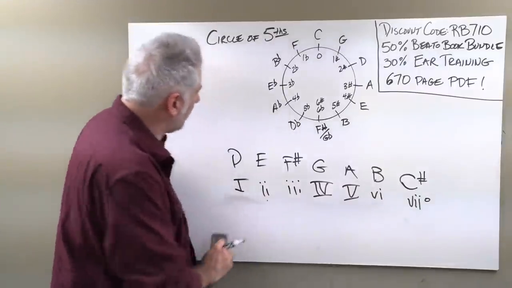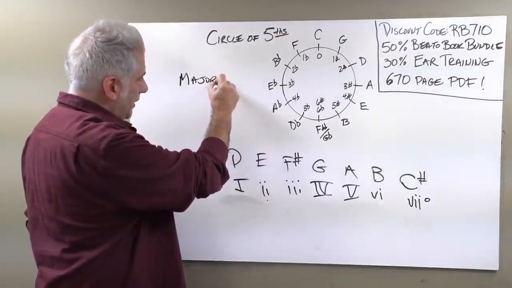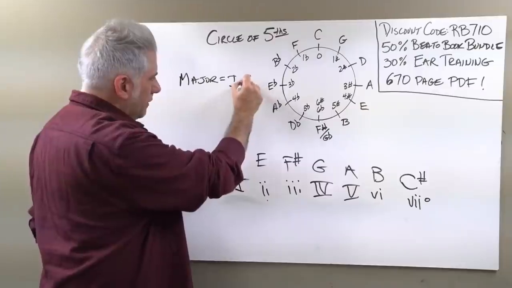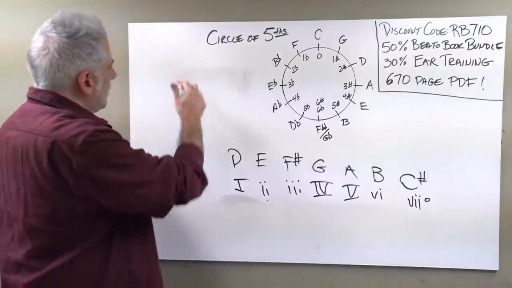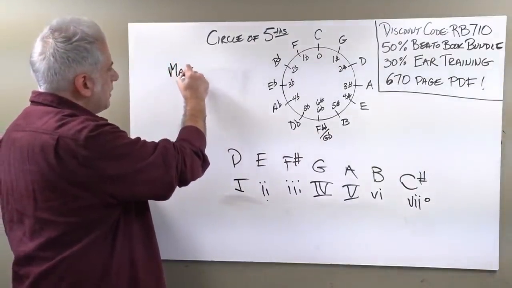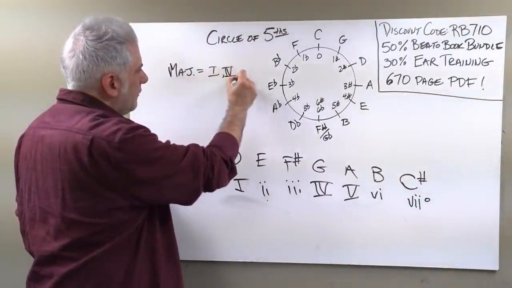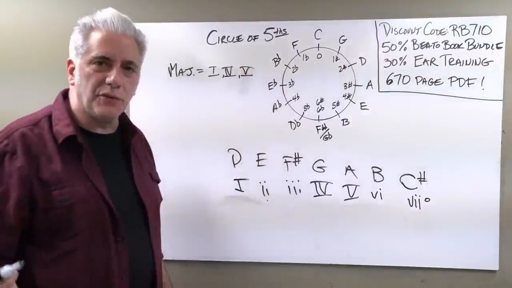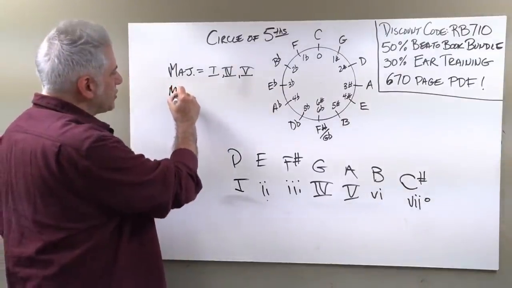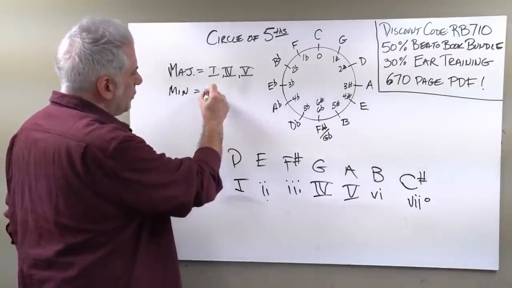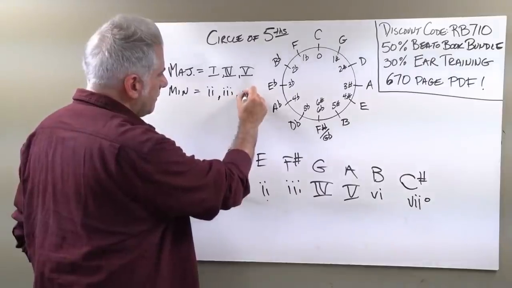So here's a simple chart that I like to make here. Major, and this is something to memorize, equals 1, 4, 5. Well, 1, 4, 5 is a blues, okay? So that's one way to remember what are major, what are minor. The minor triads, 2, 3, and 6.